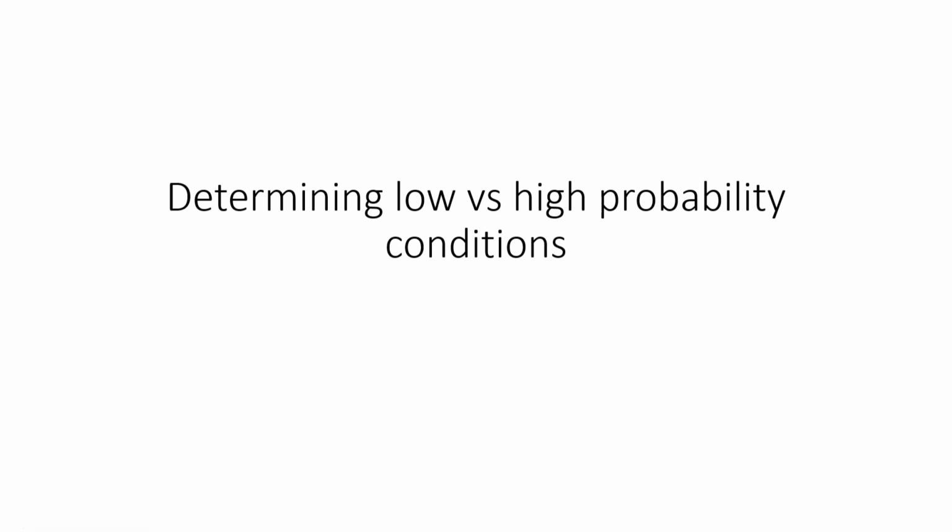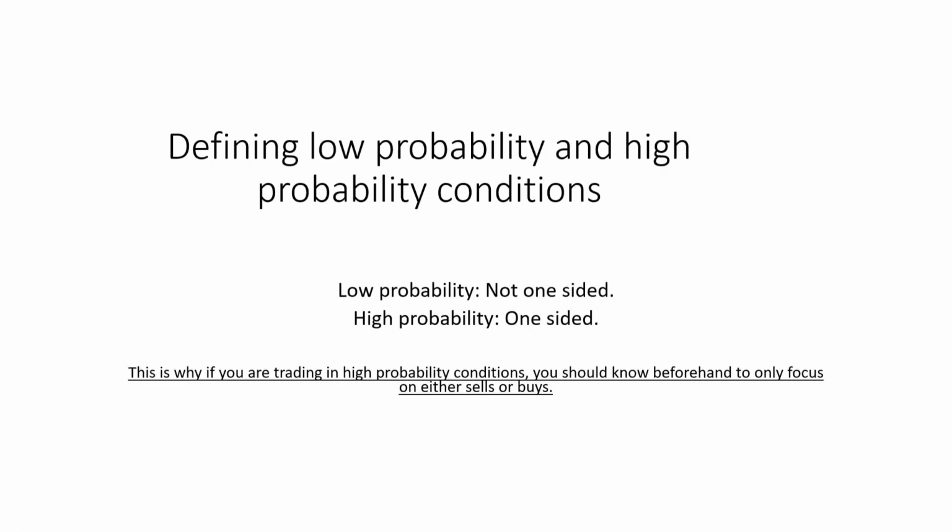In this video I want to be going over determining low versus high probability conditions. So let's get straight into it, let's get into the good stuff. First of all, we have to get into a little bit of theory on defining low and high probability conditions. And then we'll go over some examples as well. So first of all, how do you define low and high probability conditions?